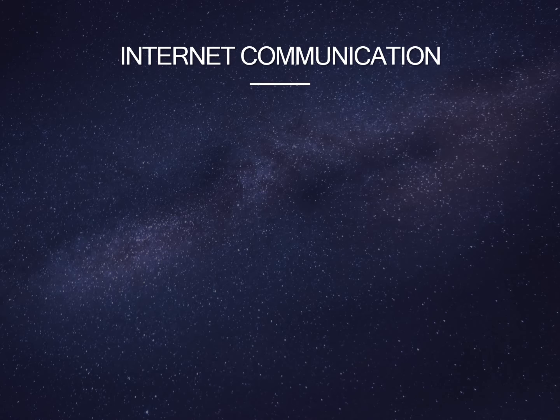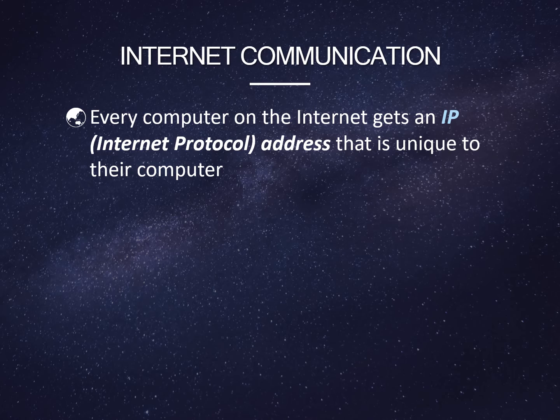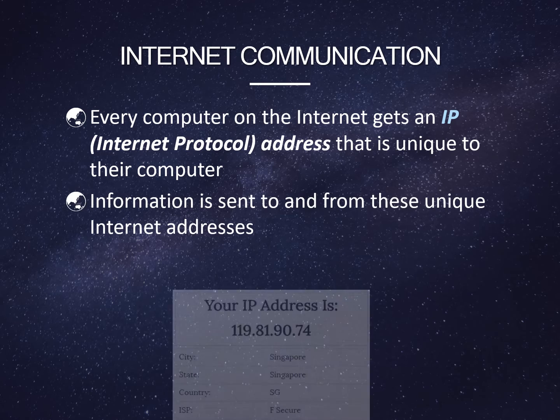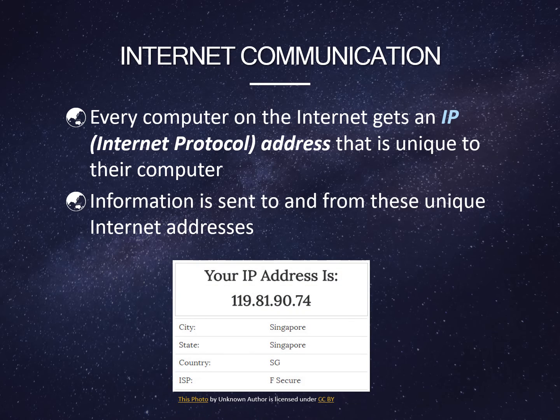We have just seen the difference between the internet and the World Wide Web. Our next step is to talk about how the internet actually communicates. Every computer on the internet gets an IP, or an Internet Protocol address, that is unique to their computer. The information on the internet is sent to and from these unique internet addresses.